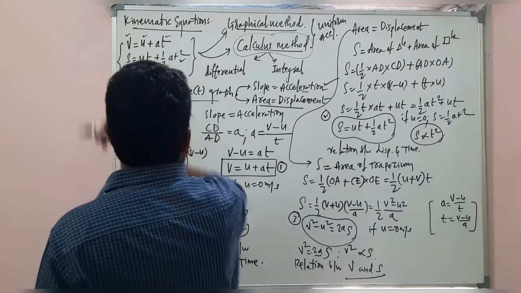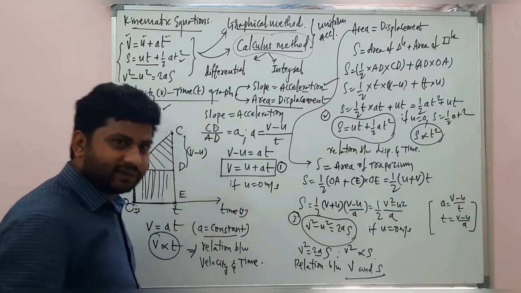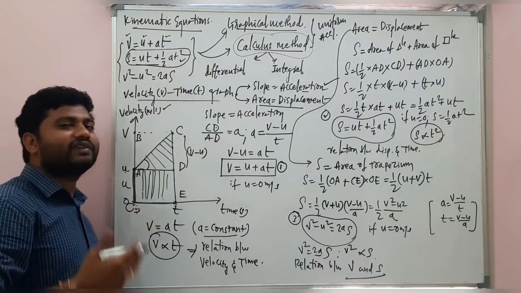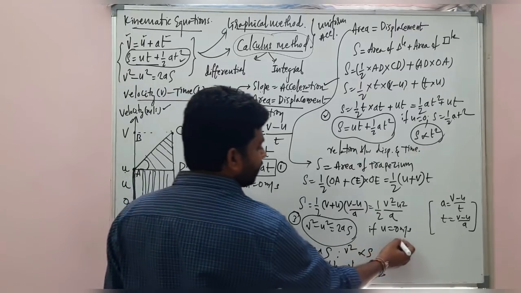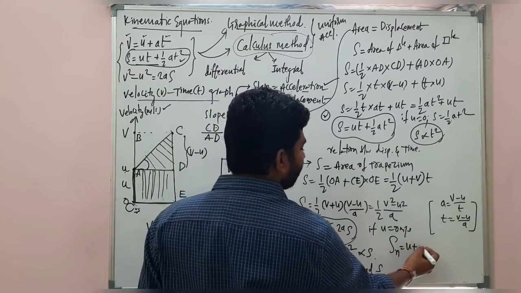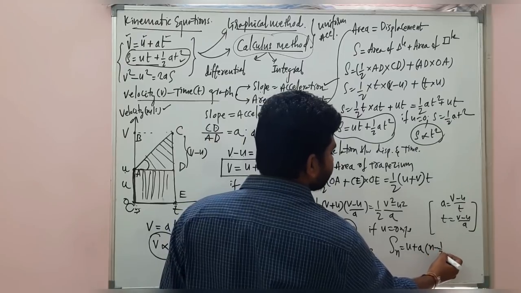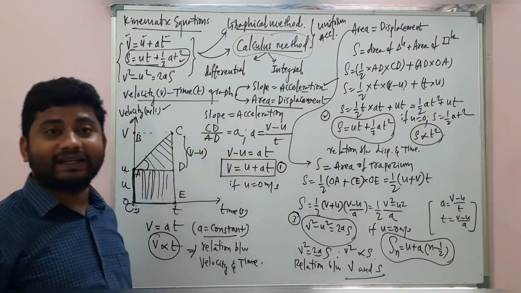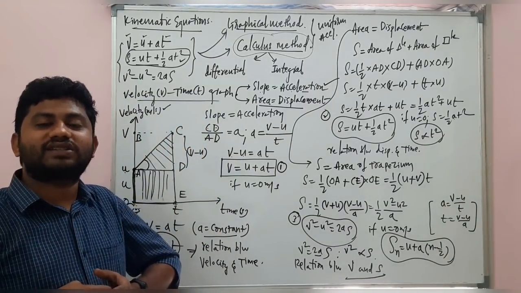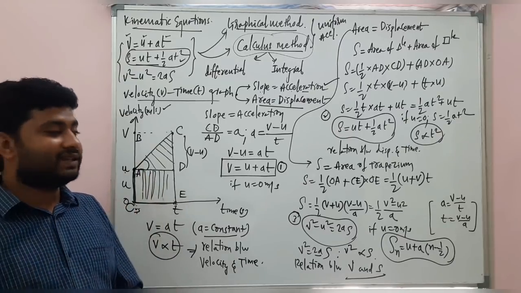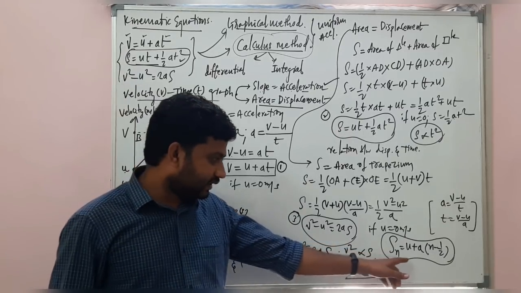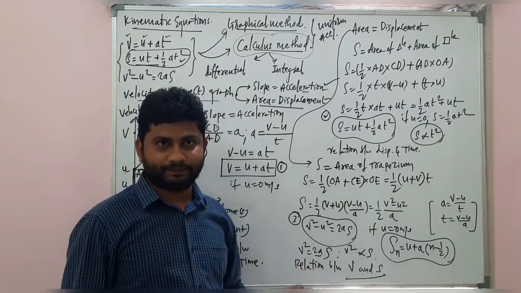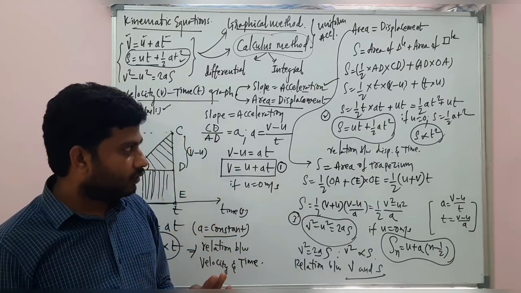Now, other than this, one more equation I have told you that we cannot derive from the graphical method. The derivation is not required for us, but what is that? Sn is equal to U plus A into n minus half. That is the displacement taken by the body in the nth second. In a particular second, the distance covered or the displacement taken is Sn. U is initial velocity, A is acceleration, n is the particular second. Okay? Clear?